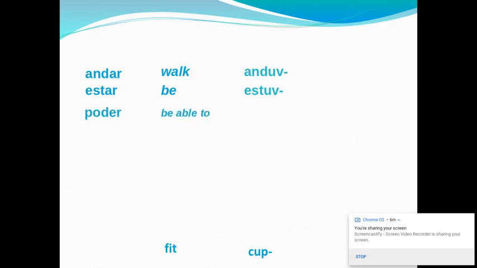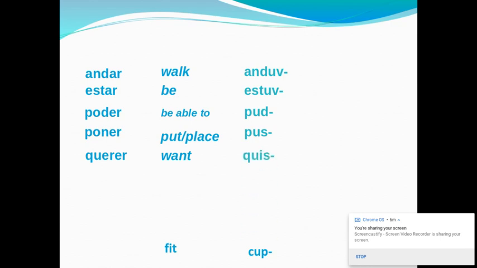Poder, which means to can or to be able to, goes to pud. Poner, to put or to place, pus. Querer, to want, and the stem is quis. Saber, to know, and we know saber is to know facts or information. In the preterite, this is to have found something out.